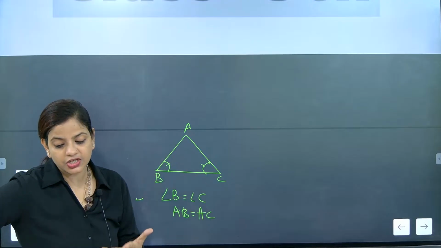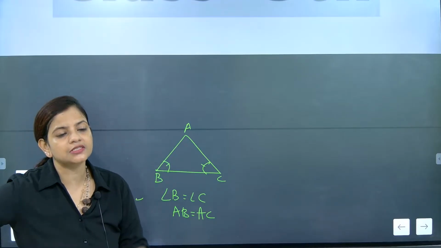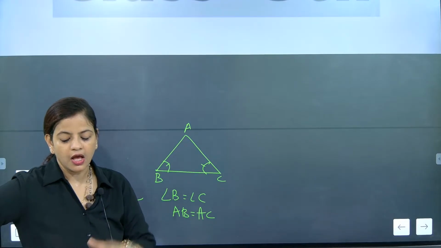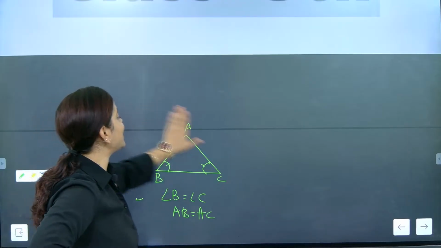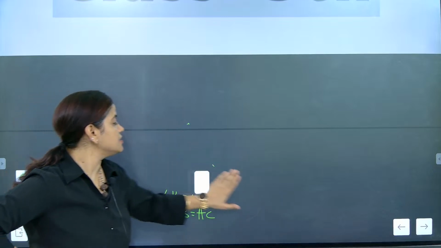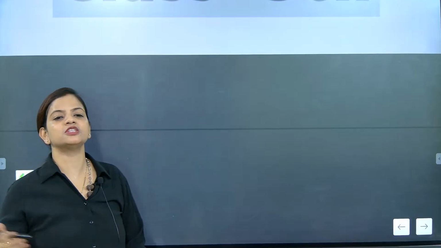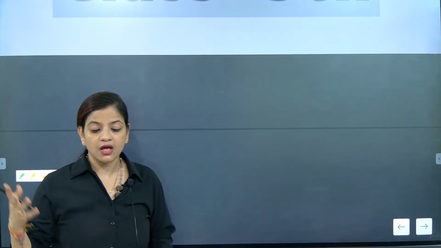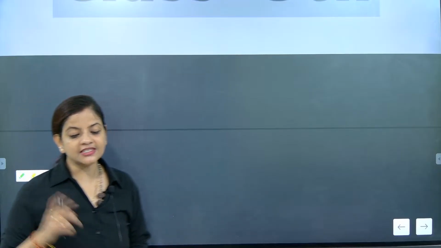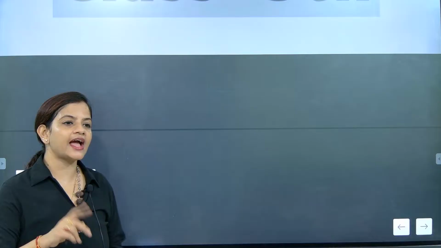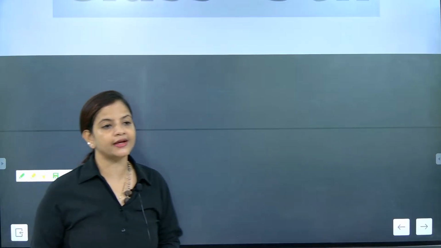Now if somebody asks you how to make two triangles congruent, there are certain criteria through which we can make two triangles congruent. What are the criteria? The answer is SAS, side angle side. Then ASA, and CPCT is corresponding parts of congruent triangles. RHS is right angle, hypotenuse, side. Very good. SSS is side, side, side. Correct? ASA, angle, side, angle. So these are the certain criteria through which we can make two triangles congruent.